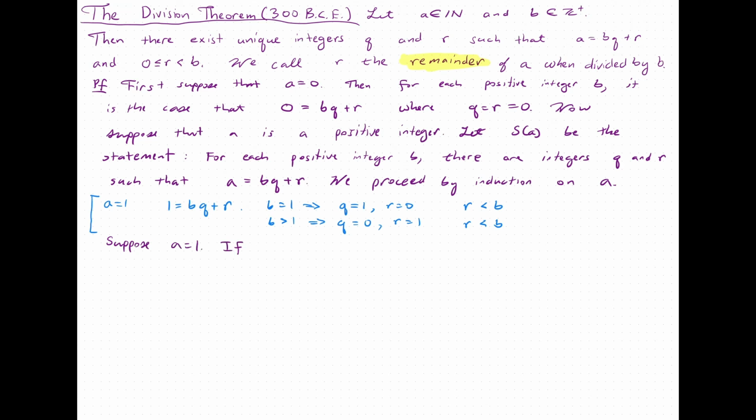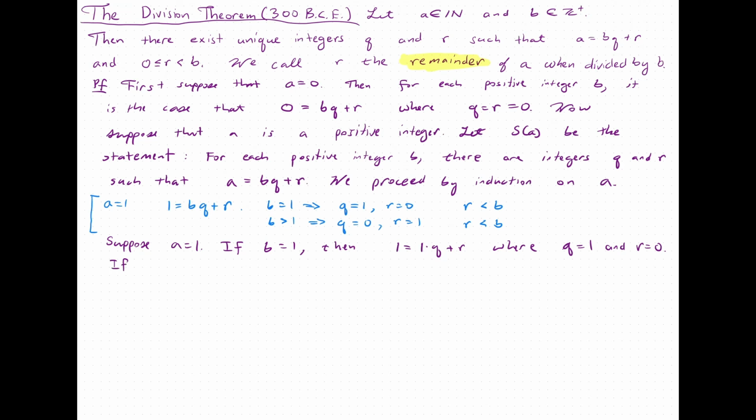If b is equal to 1, then we have that 1 is equal to b times q, which I'm going to write just as 1 times q plus r, where q is equal to 1 and r is equal to 0. So that takes care of that case.